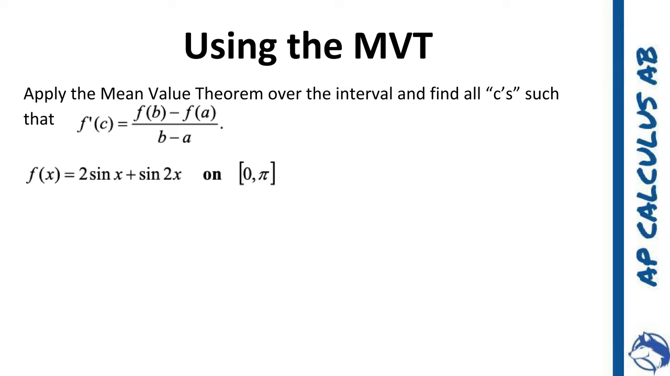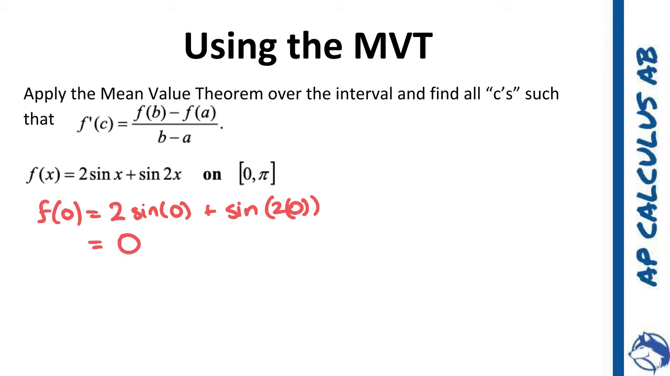Okay, so same thing for this one where we're going to apply the mean value theorem over this interval. So I'm just going to start plugging in those pieces on my interval. So f of 0 is 2 times the sine of 0 plus the sine of 2 times 0. So what I end up getting here is 0 plus 0. So f of 0 is 0.